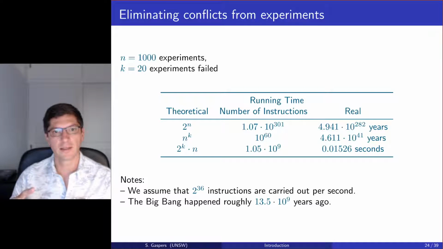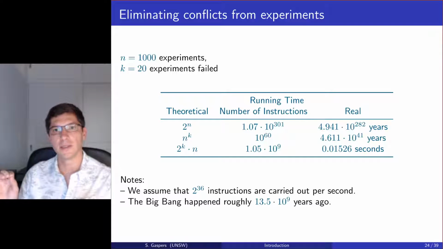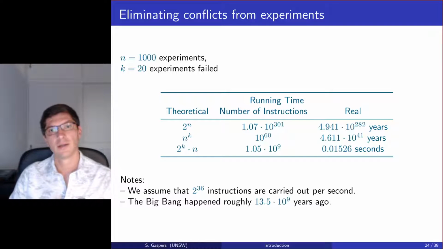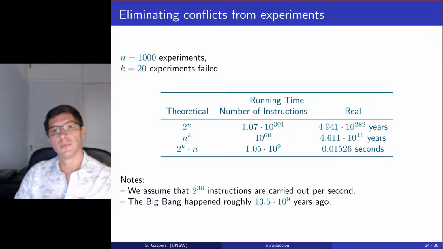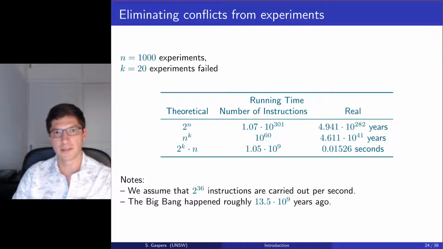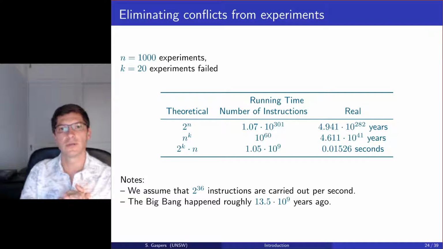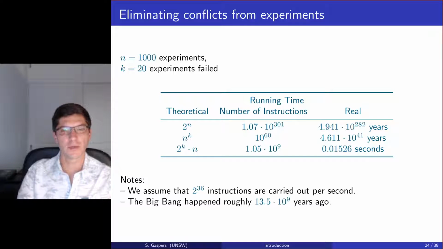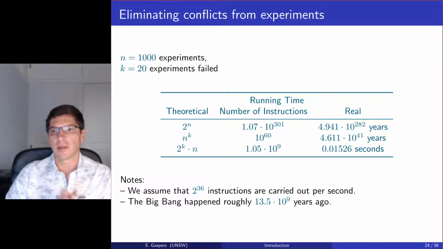Now if we can find k vertices that cover all the conflicts, or all the edges, that means that removing these k vertices from the graph removes all the edges of the graph. So it removes all the conflicts. So if we can find a vertex cover of size 20 in this graph, where the nodes are the experiments and we have an edge between two nodes when the corresponding experiments have a conflict, then we can solve this problem.